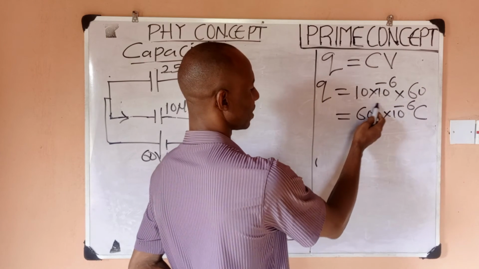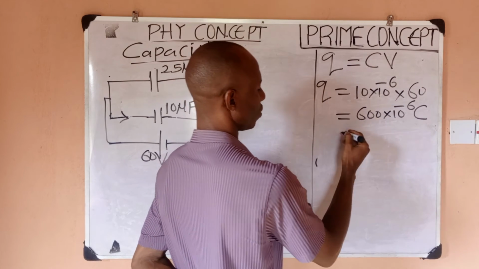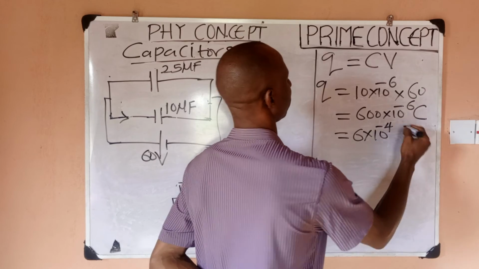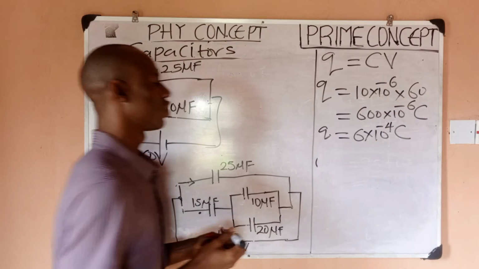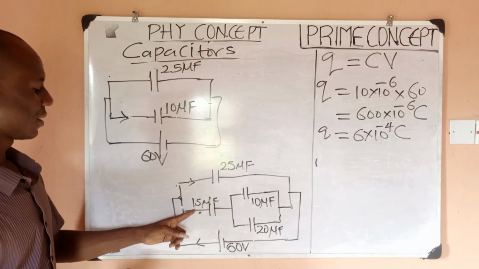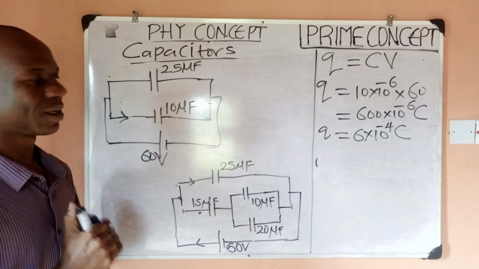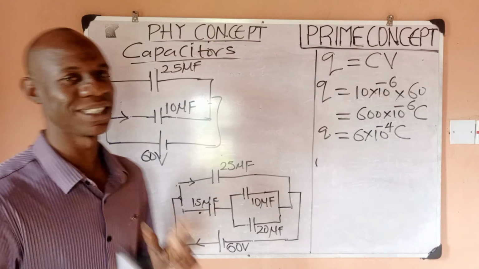Or you can simply say 6 times 10 to the power minus 4 coulomb. So this is the charge that is going to flow through our 15 microfarad capacitor. And I believe this concept is very clear to you.